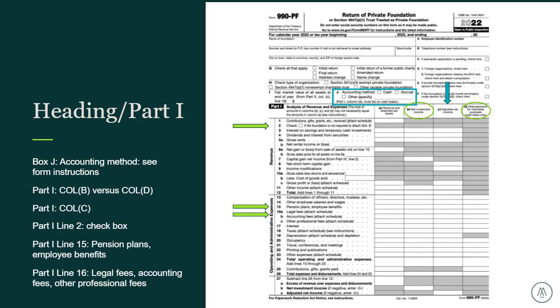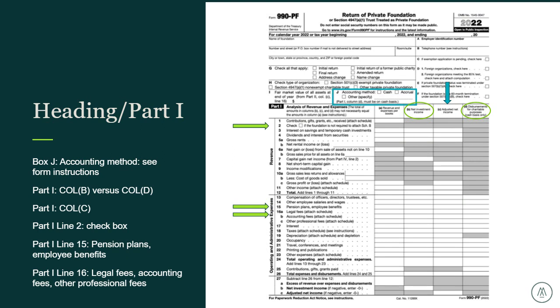So part 1, the heading of the Form 990 PF, really has just a few items that we'd like to highlight. Item J is the accounting method. So an organization can either be a cash or accrual basis or other, although I'd say I haven't seen that one very often. Line 2 is just the checkbox to indicate whether required Schedule B is attached or not. So Schedule B is where the donor information is presented if they meet the filing requirement for the year.